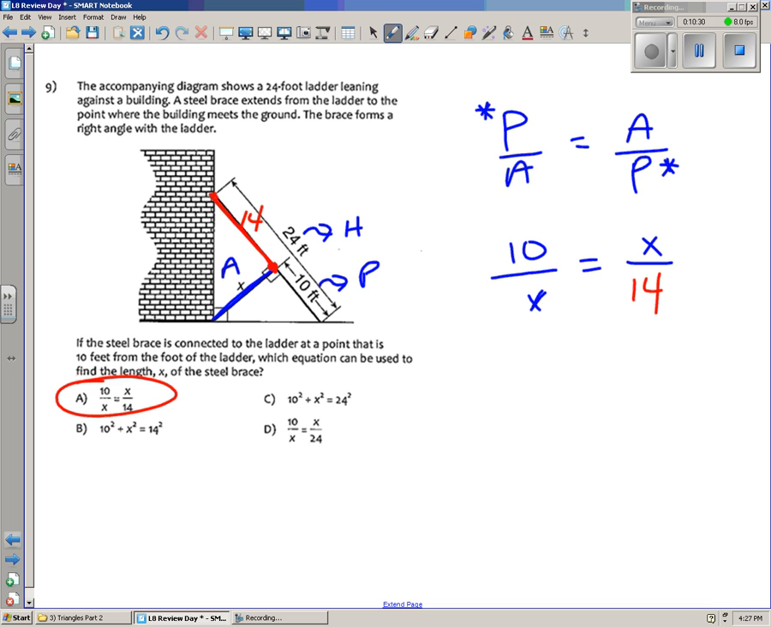Just one thing of caution, you could have done this as well. The 14 and the 10 just need to be multiplied together when you cross multiply. So recognize that these two, the blue and the red proportions, are really the same proportion. They're really not any different from each other.